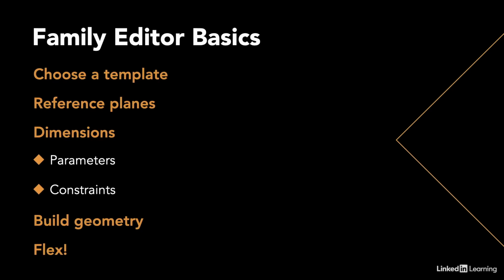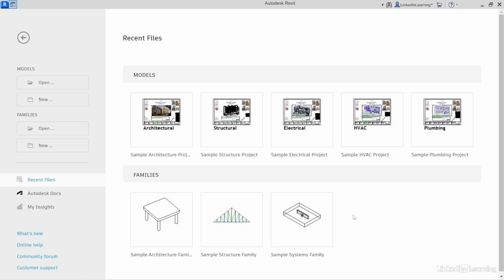You want to flex often as you work through your Family Editor exercise. This is the best way to catch issues as they occur and solve them right away, so flexing often is critical. That summarizes the basic workflow that we're going to follow. So now all that remains is for us to jump in and start creating our first parametric model family. In this video, we're going to begin a multi-step process to create a custom pool table family.